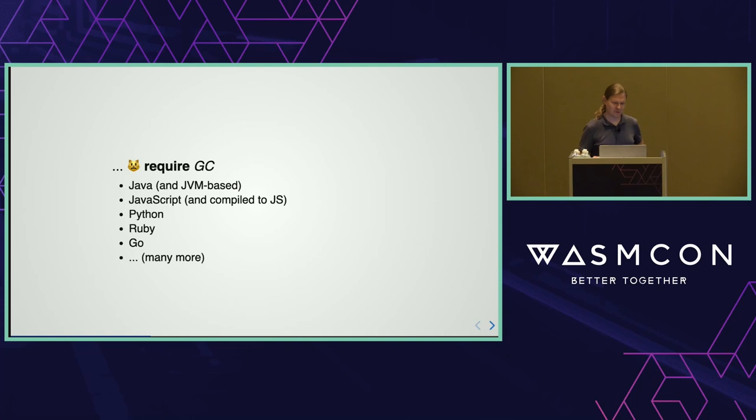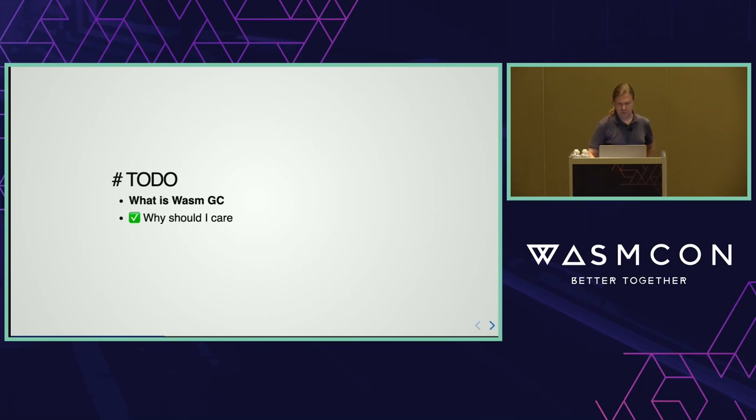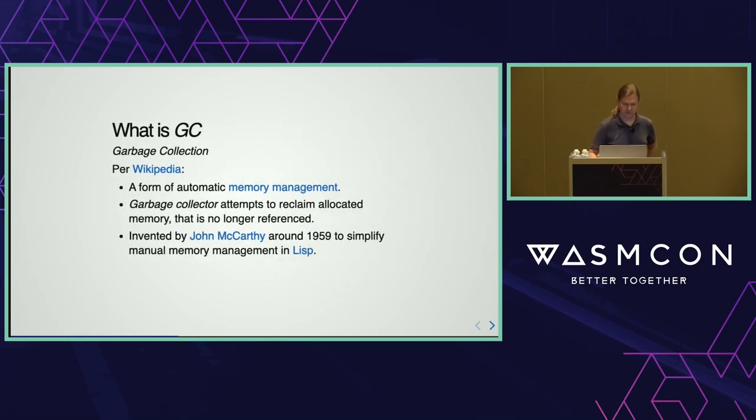But that, of course, meets a little problem. We all use other languages, but most developers out there use Java, JavaScript, Python, Go, and many more languages that all require garbage collection. So that leans into our next to-do item, what is Wasm GC? Where GC is required by all these languages.